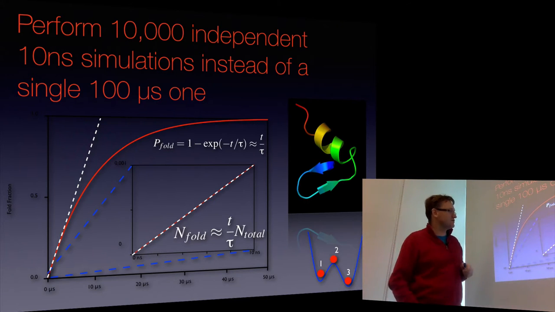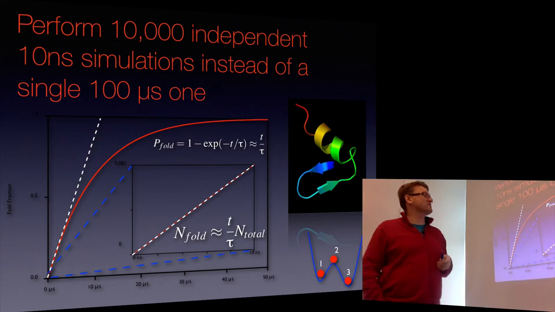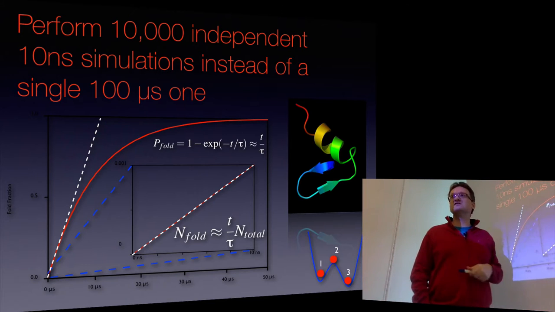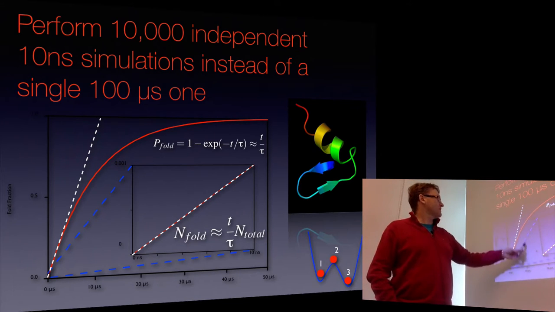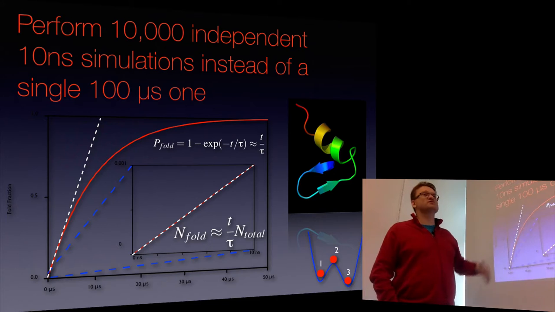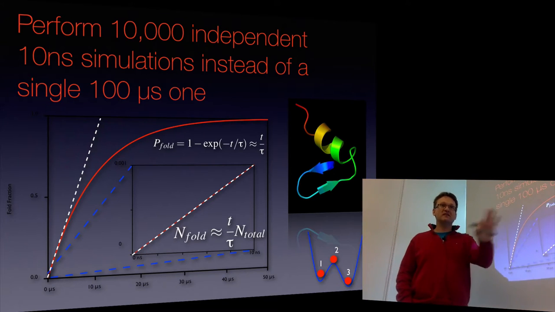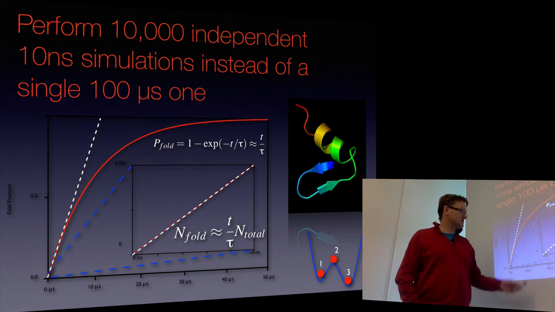Actually, you could argue that you don't need 50 microseconds, right? The folding time is just 10 microseconds. What would happen if you run a 10 microsecond simulation of this protein? No, you would be there, right? So the probability would be roughly 2/3. So in 1/3 of the cases, you still wouldn't have seen it fold, and it would be completely in agreement with experiments. And a 10 microsecond, that's a pretty darn long simulation. You're running simulations in the nanosecond range.